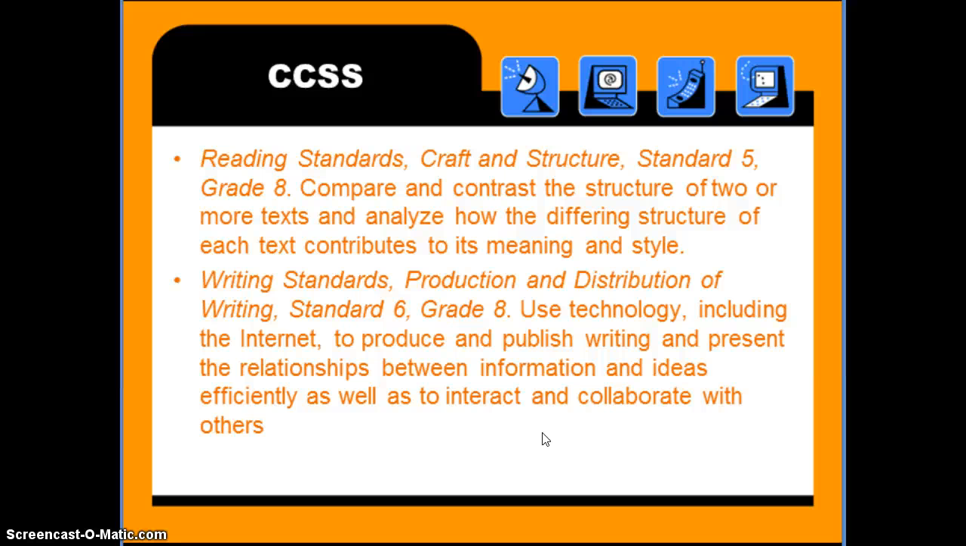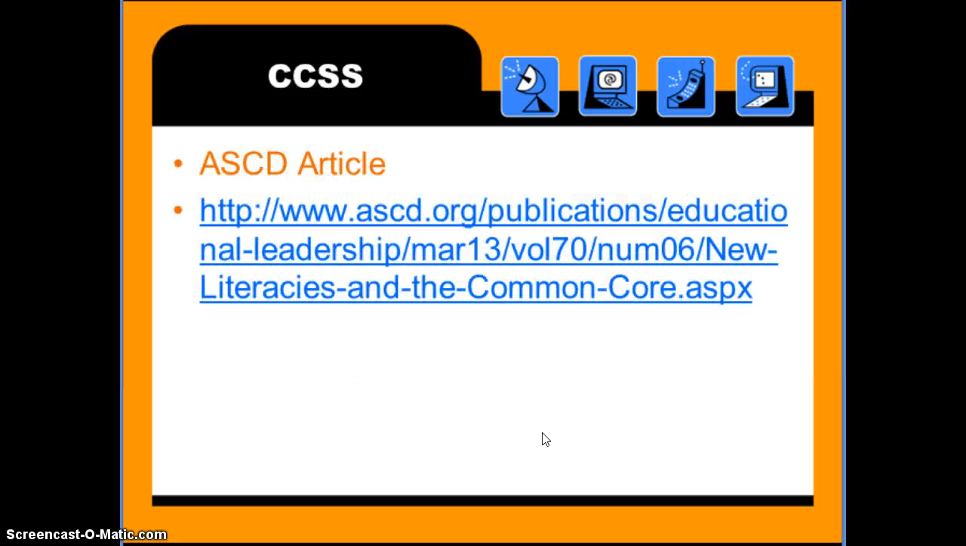And this article is neat because it takes some of those standards and talks about how each of those standards could be used to meet a different element of new literacies, and gives examples of either things that are happening or things teachers could do. So I'd like you to read the article. It's a quick read, and I think it's an interesting read.